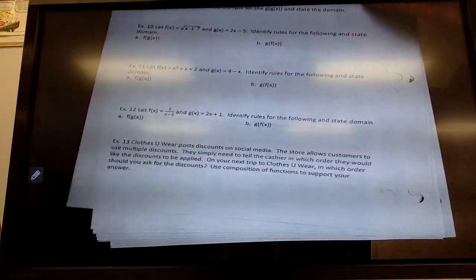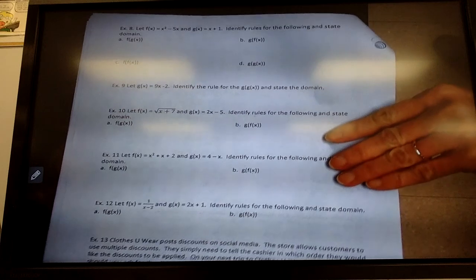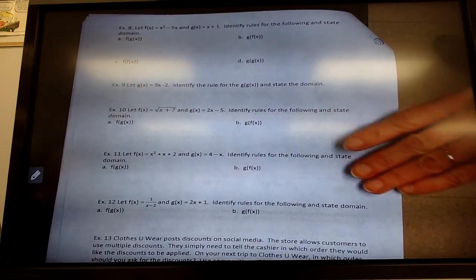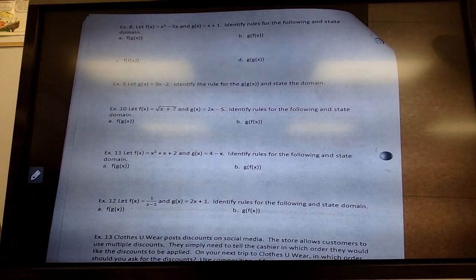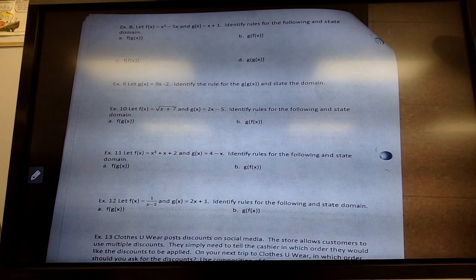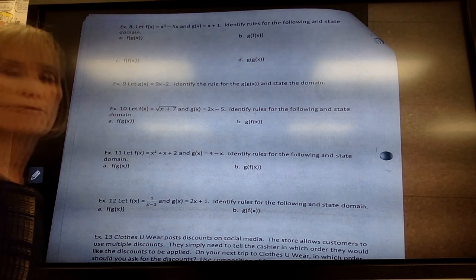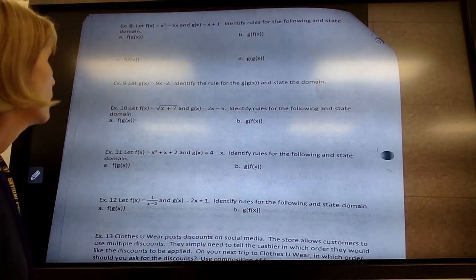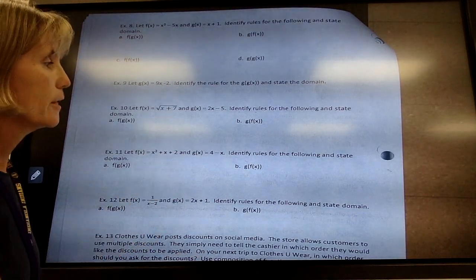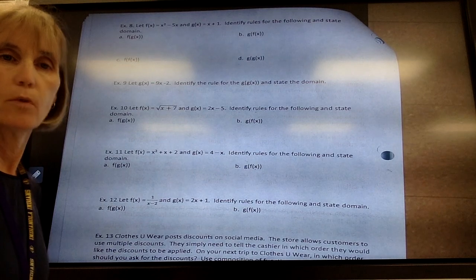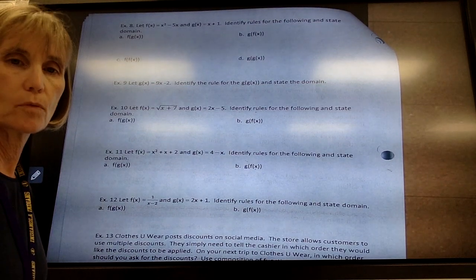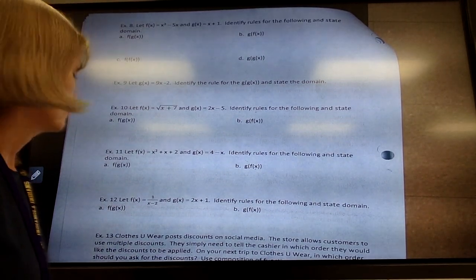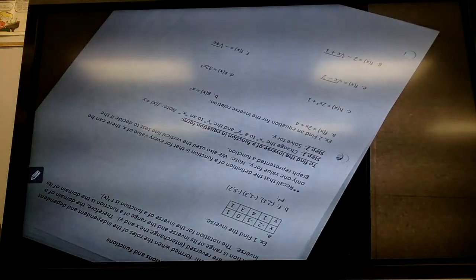Okay, we've got some examples here on the back page. It's just kind of more of the same. You're taking a function and you're plugging it in for a function. So I'm just going to let you go ahead and complete that, and then we'll come back and we'll see how you did. Okay? And that is the end of 5.5.